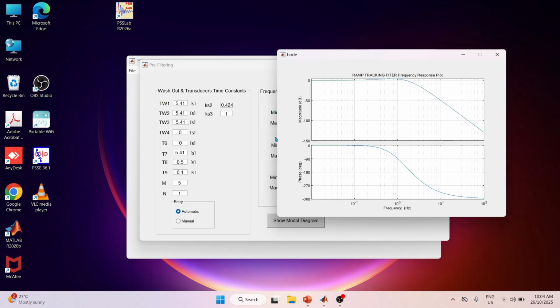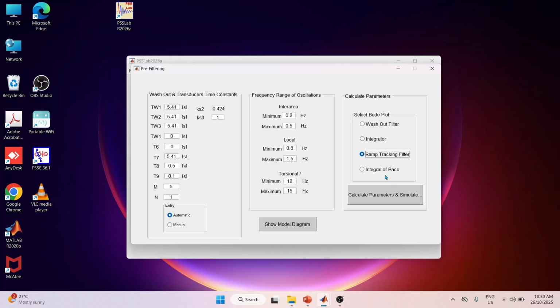The graph of the Bode plot or frequency response plot of the ramp tracking filter appears here on the screen. Here on the left, the values of the calculated time constants, gains and other parameters which are relevant for the pre-filtering are provided in the text boxes. Let me show you one more frequency response for the integral of accelerating power.